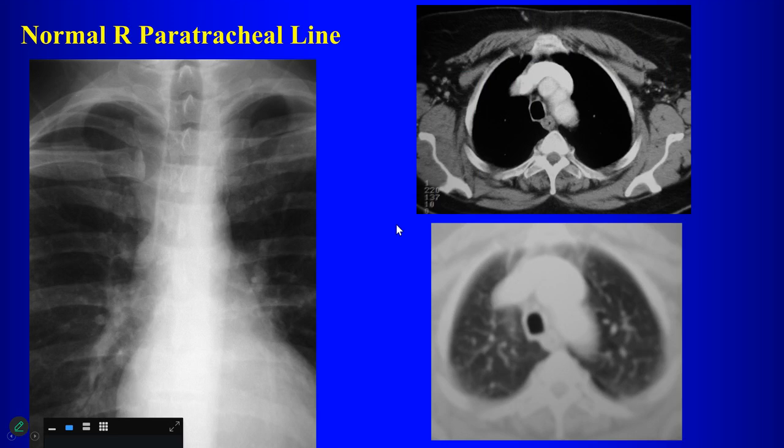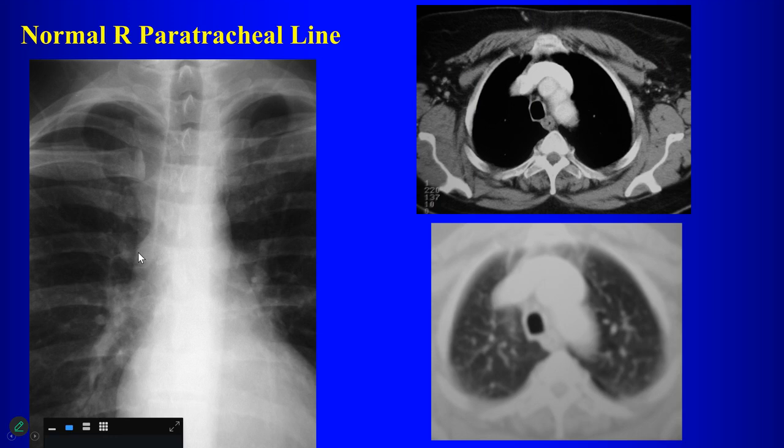The right paratracheal line. The normal right paratracheal line is about 2 millimeters thick. You can see it through the shadow of the superior vena cava. And then this guy down here, what's that oval thing? Is that lymphadenopathy? What is that? That's the azygos arch, the arch of the azygos vein.